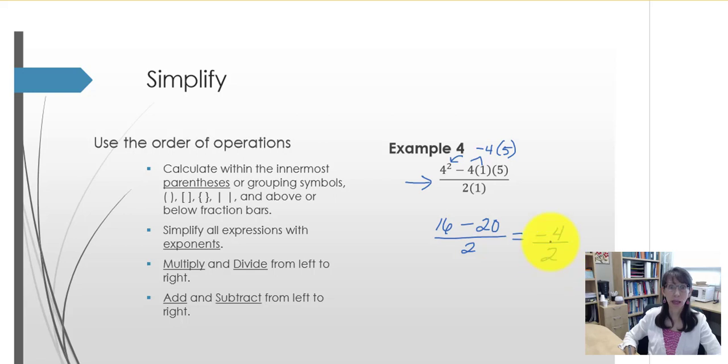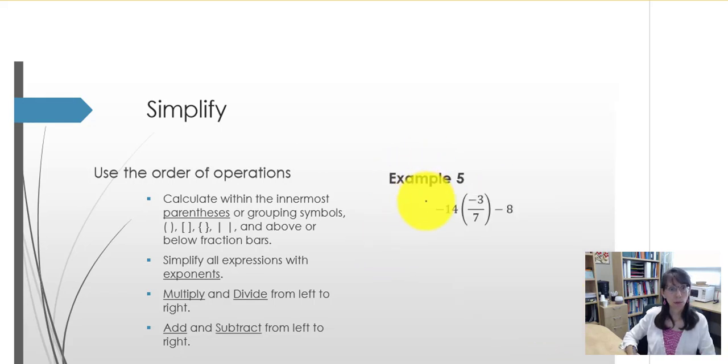divided by 2. And anytime you can simplify a fraction, you need to. So a negative divided by a positive will be a negative answer, and 4 divides by 2 evenly as 2. So our final answer is negative 2.